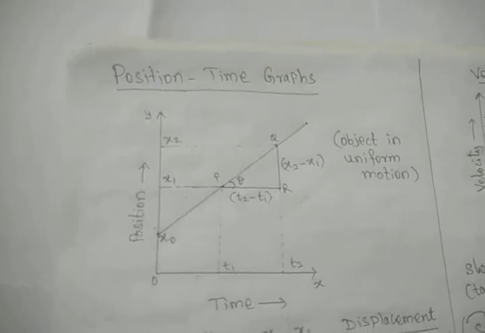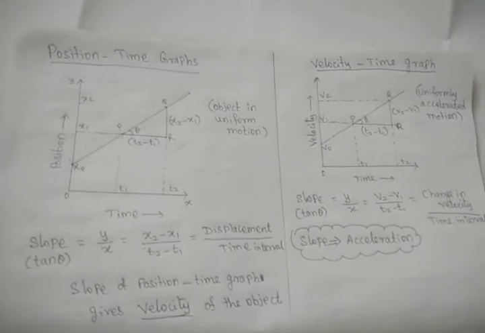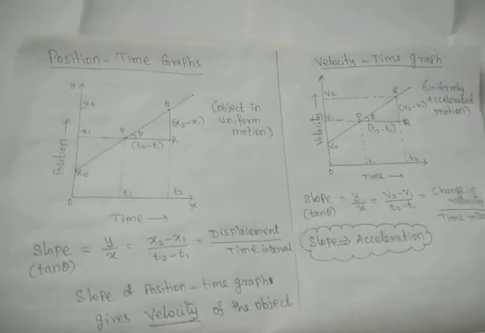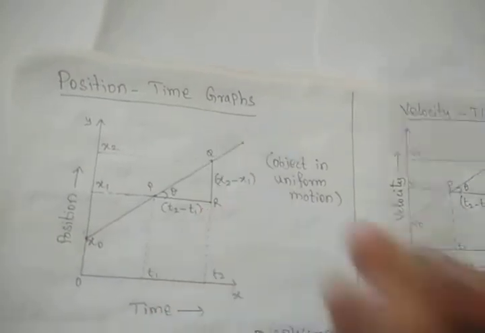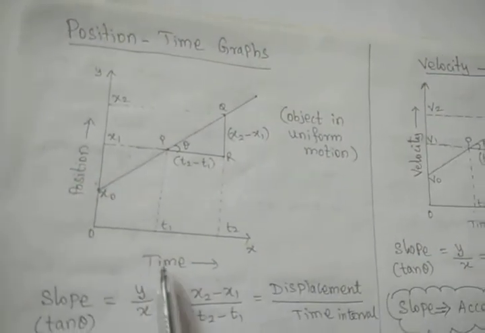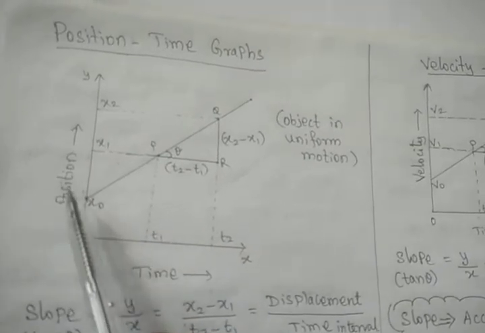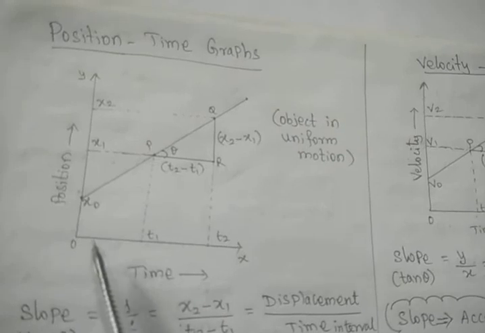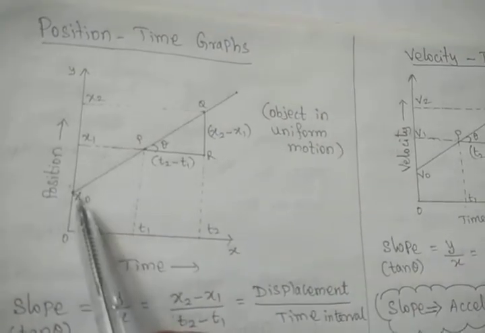Students, in this session we are going to see various graphs that represent the motion of a body. First, we are going to see position-time graphs. This graph represents time on the x-axis and position on the y-axis. Position means the distance or displacement. The smooth line is the graph. So what does this represent?